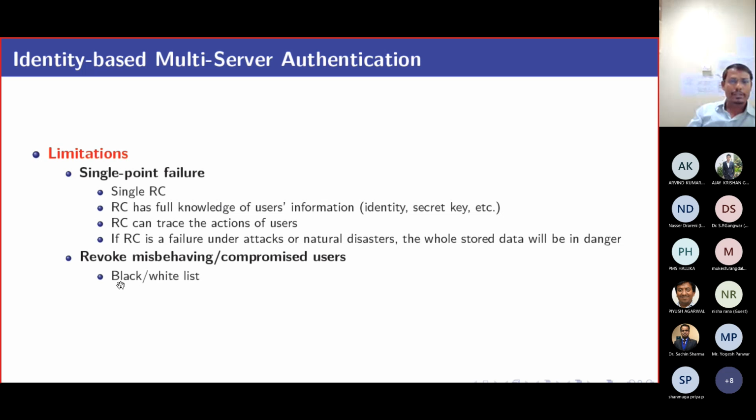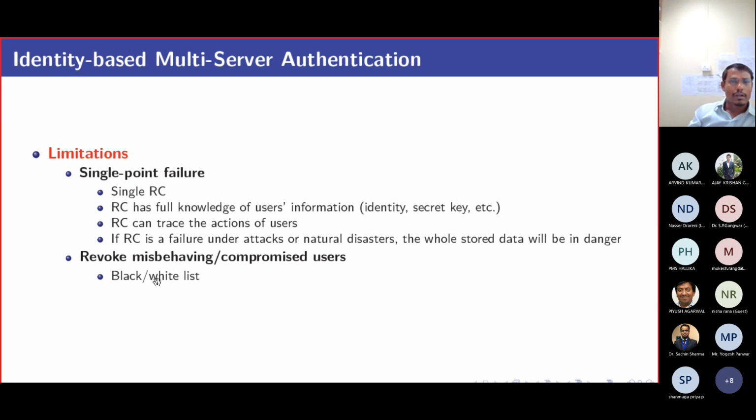One technique is called the black-white list. That means the RC will maintain a list. Suppose user 1 is not compromised, and user 2 is a misbehaving user. Some kind of indication can be maintained by the RC, and the same can be shared with all the application servers. Otherwise, if the RC maintains this and does not inform the other application servers, an application server may allow a compromised or misbehaving user to access that server, and after accessing the server, the user can misuse it.